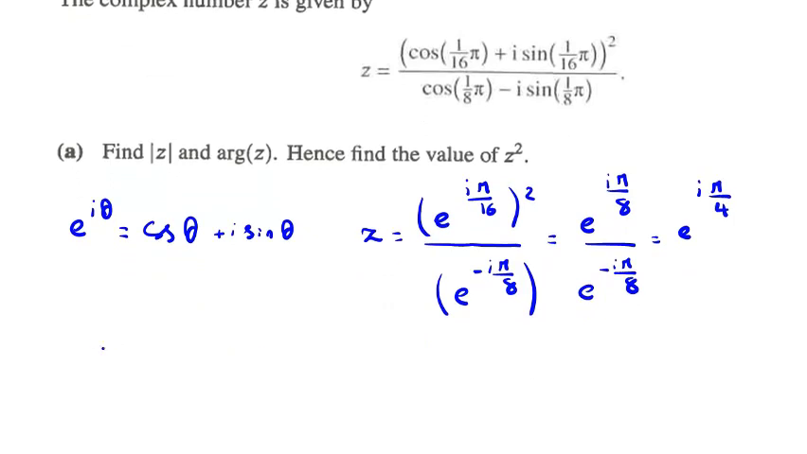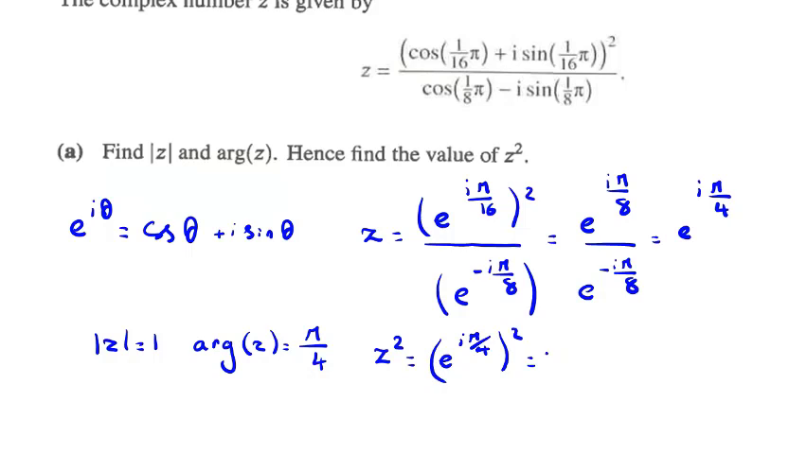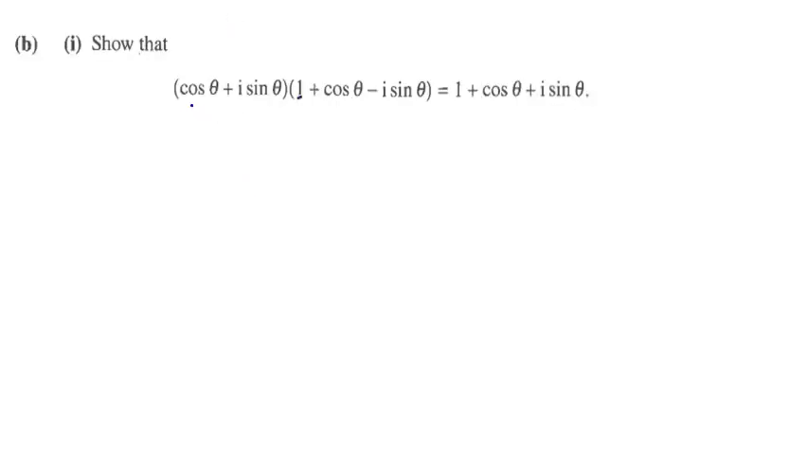Now, the absolute value of z will be 1. Arg z will be the angle pi over 4. And z squared equals e to the i pi over 4 squared, which will be e to the i pi over 2. You can also imagine this on the axis here. So it will be what? It will be this point, which is i. So it equals i.